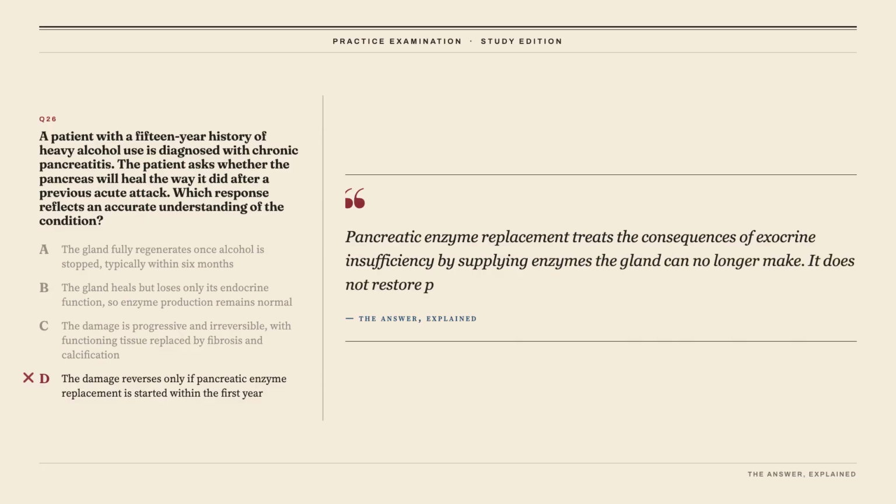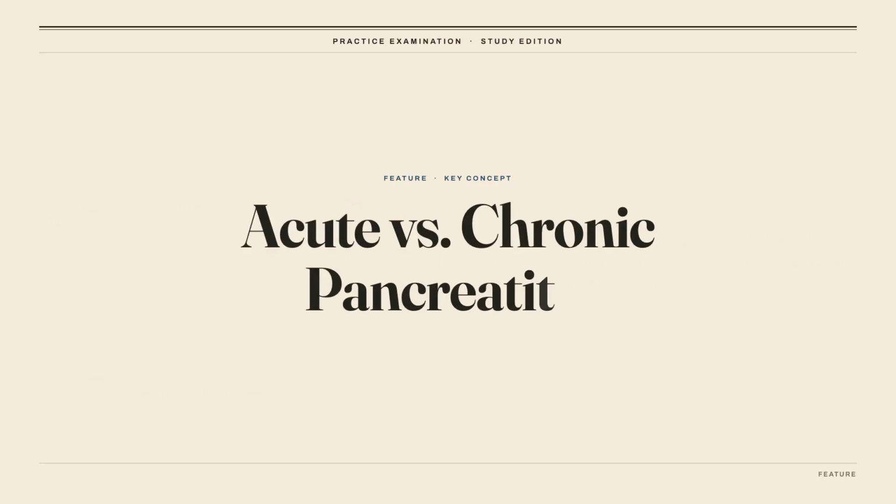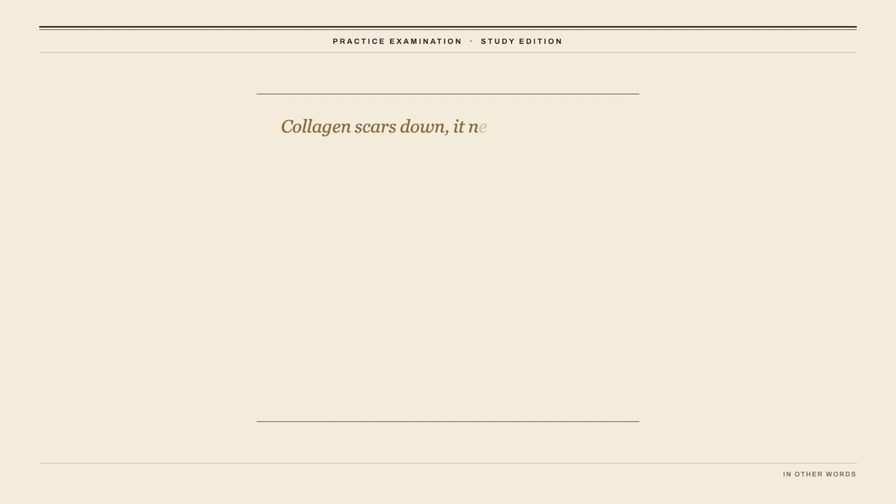It does not restore pancreatic tissue, regardless of when it is started. Will the pancreas heal the way it did after that acute attack? The honest answer is no, and understanding why reveals the entire distinction between these two diseases.